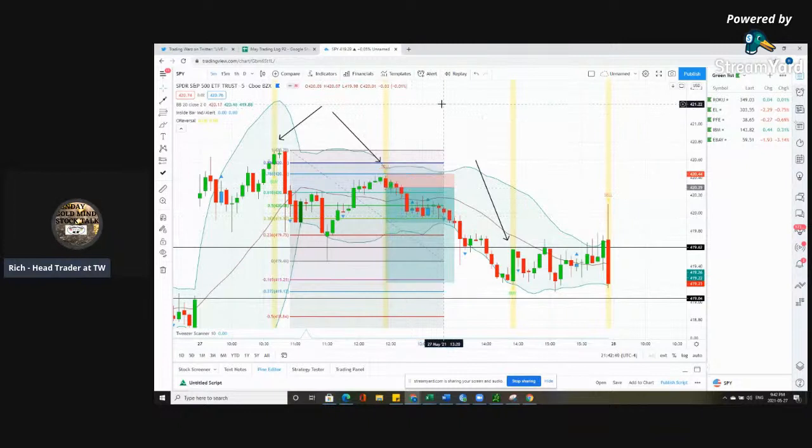That's about 7 times your money. So if you put $1,000 risk there, that's $7,000 profit. If you put $10,000 risk, that's $70,000 profit. If you put 100,000, that's 700,000. You guys get the point.